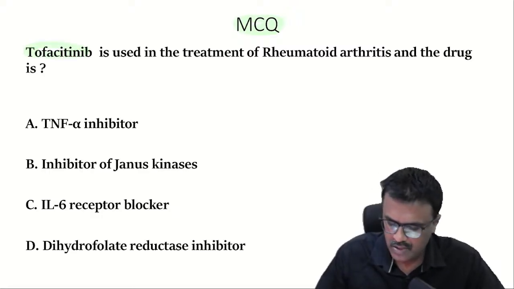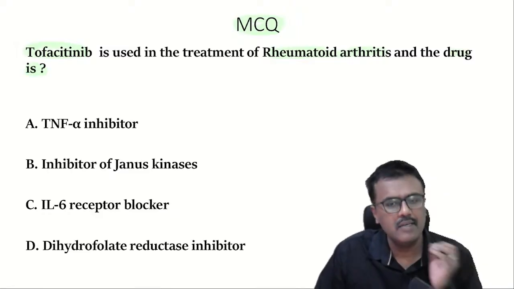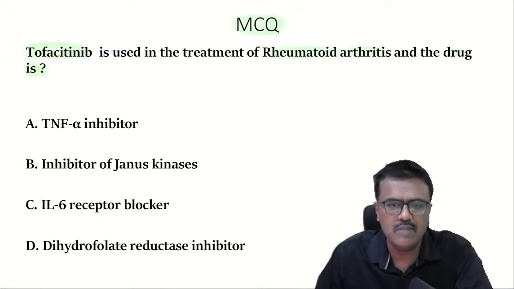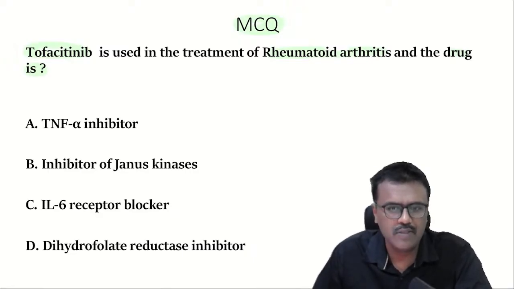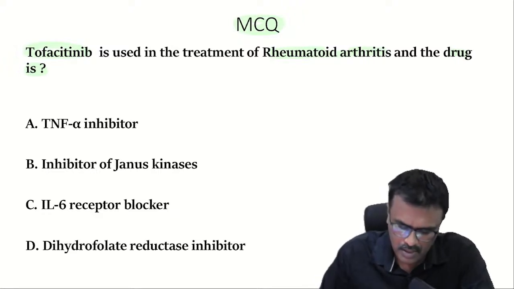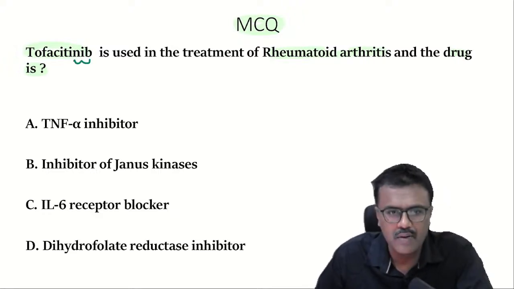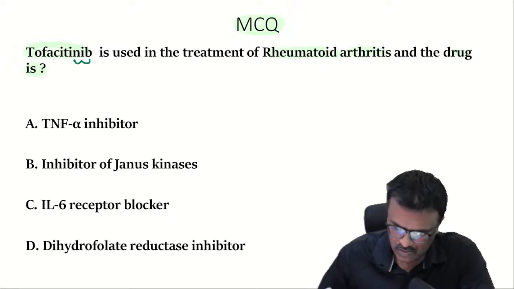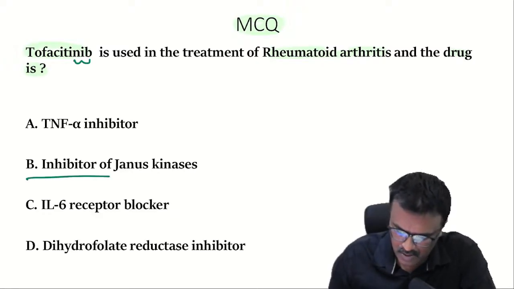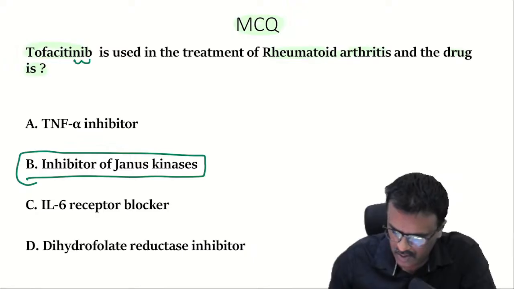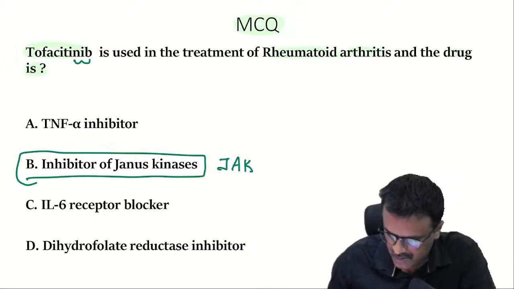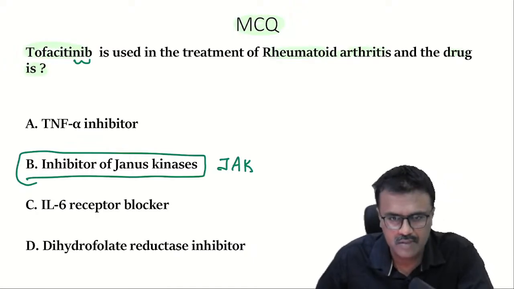Tofacitinib is used in rheumatoid arthritis. Rheumatoid arthritis is a very common condition that comes in medicine, ortho, and pharma, so they will ask you the mechanisms. Anything ending with a nib is a tyrosine kinase inhibitor, or it can be a JAK inhibitor. So remember, nibs are inhibitors of Janus kinase, which we call JAK. So the answer is B for this.